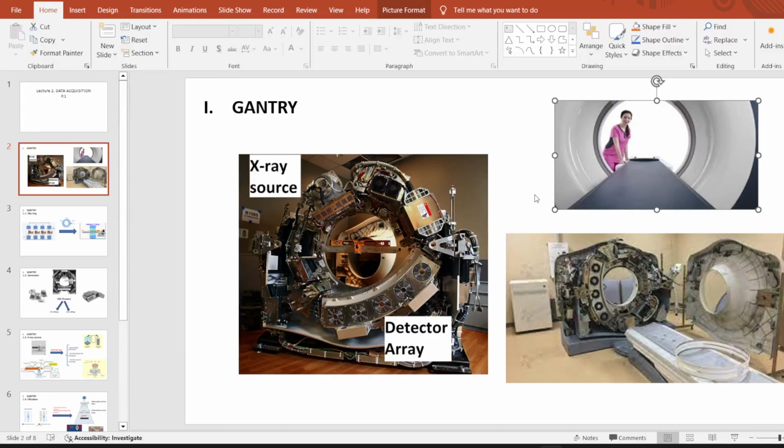GE said in this case, the bigger bore size is maybe not the optimal one. Why? Because the radiation dose of the CT will increase with the square of the distance from the tube to the patient. It means if your bore size is bigger, your patient will take more dose of the X-ray. So that's a little interesting thing about the size of the bore, the size of the gantry.